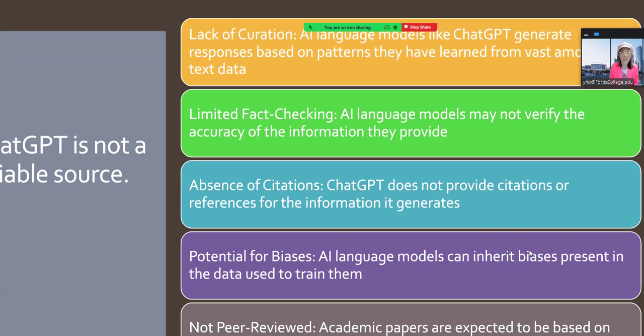And ChatGPT is not a reliable source because AI language models like ChatGPT are limited. They have vast amounts of text data, but AI language models may not verify the accuracy of the information they provide. ChatGPT does not provide citations or references for the information it generates. Potential for biases: AI language models can inherit biases present in the data used to train them. And not peer-reviewed. ChatGPT is not peer-reviewed. So academic papers are expected to be based on peer-reviewed and scholarly sources.